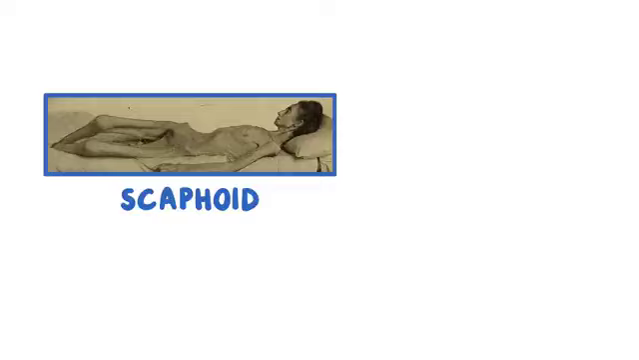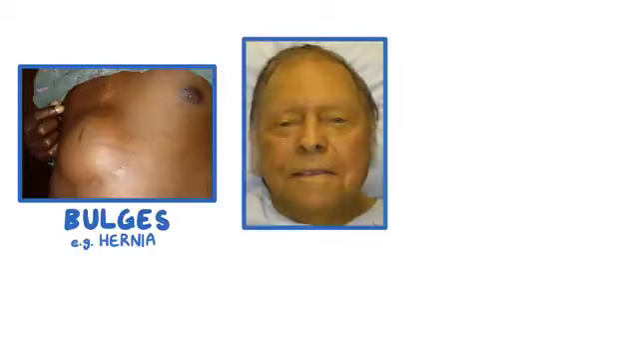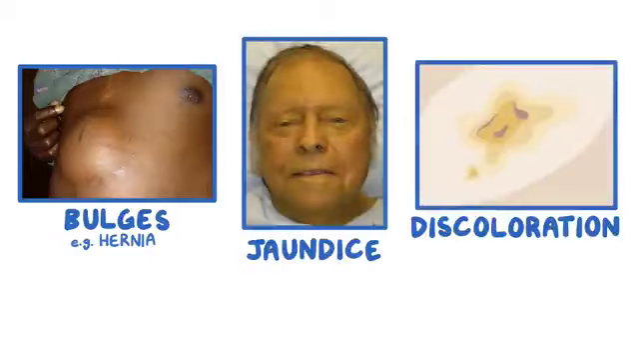But what if he didn't? His abdomen could be scaphoid, where it caves in. That usually indicates malnutrition. It could also be protuberant, where it sticks out, which may be caused by excess fat or ascites. There could be bulges, like a hernia. The skin could be a little yellow or green, suggesting jaundice. Or there could be areas of discoloration following bruising.